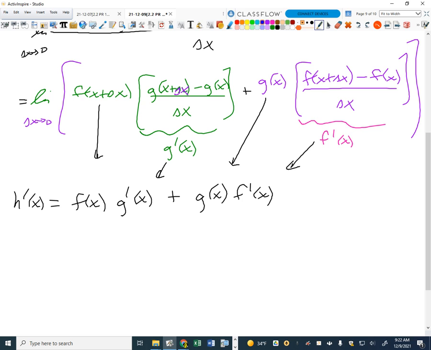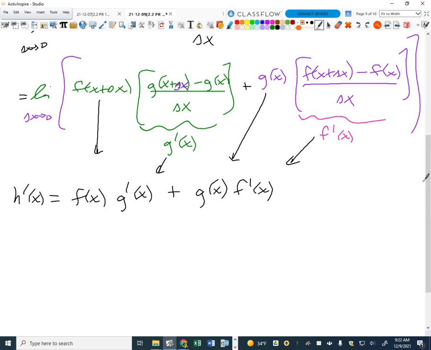But in my limit that delta x goes to 0, would everybody agree that f of x plus delta x is just going to go to f of x? Right? And look what we end up with there. The result, if h of x is the product of f of x and g of x, h prime of x is f of x times the derivative of g of x plus g of x times the derivative of f of x. And there's our product rule. Okay?